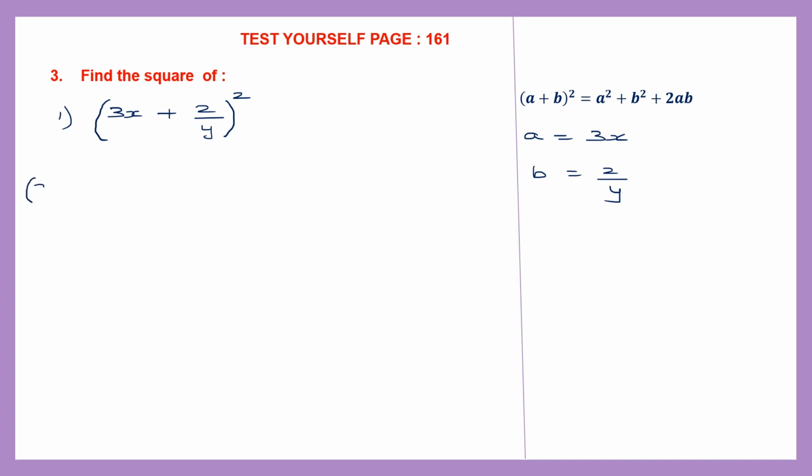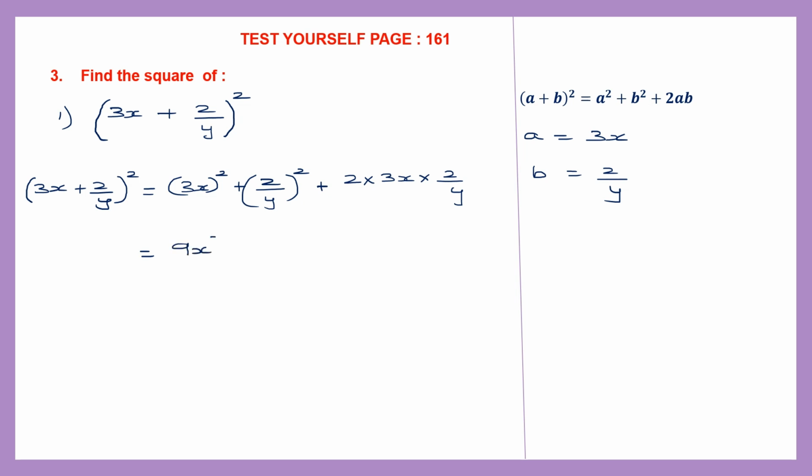So 3x plus 2 by y the whole square is equal to a square, and a is 3x, the whole square, plus b square, and b is 2 by y, the whole square, plus 2ab, that means 2 into a, a is 3x, into b, and b is 2 by y. So here we can simplify. 3x square will be 3 square, 3 3s are 9, x square, plus 2 by y the whole square means 2 square, that is 4 by y square.